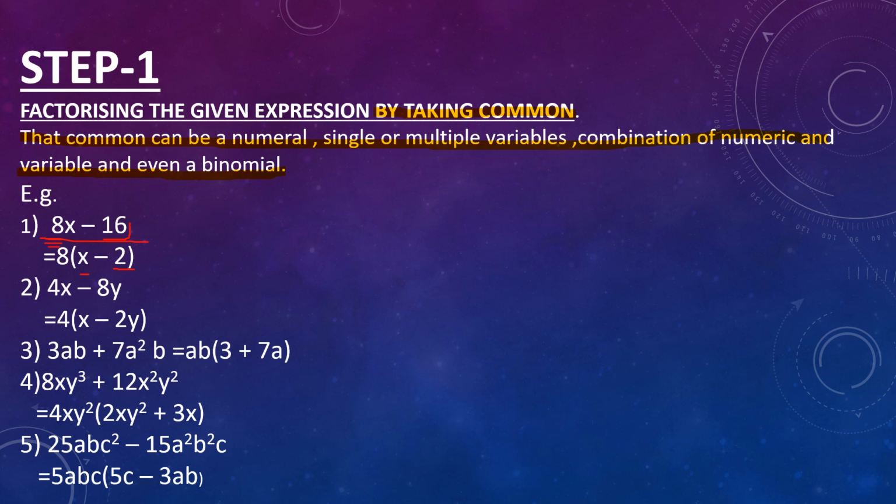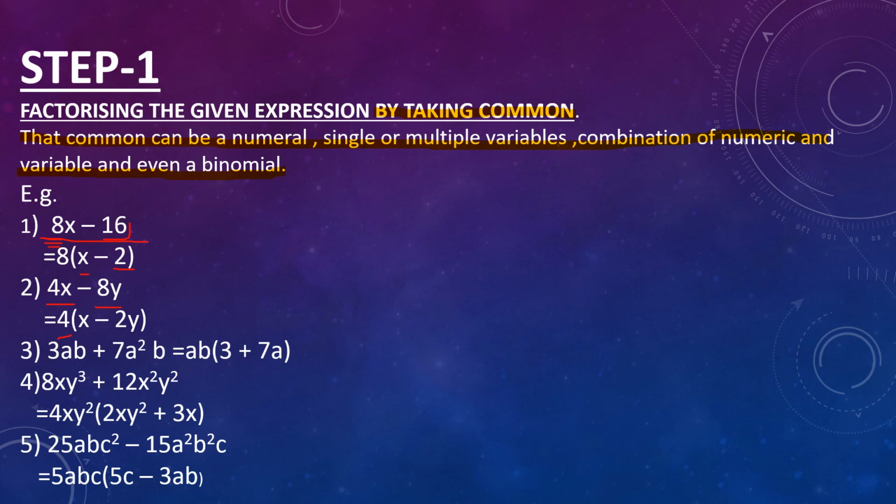Coming to the second question, 4x minus 8y. Though you can see children, numerics with both the terms, and variables also with both the terms, those two variables are entirely different from each other. So you cannot take the variable common, but if you take out the HCF of 4 and 8, your HCF is 4. So we have taken 4 common.